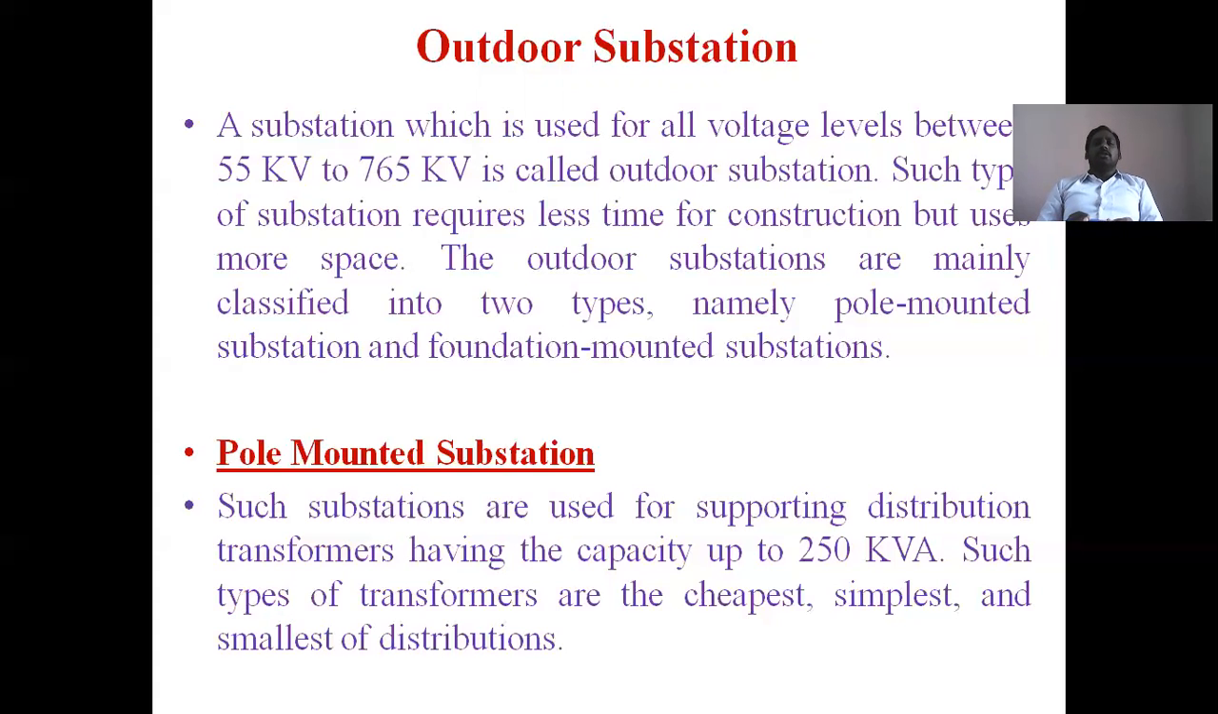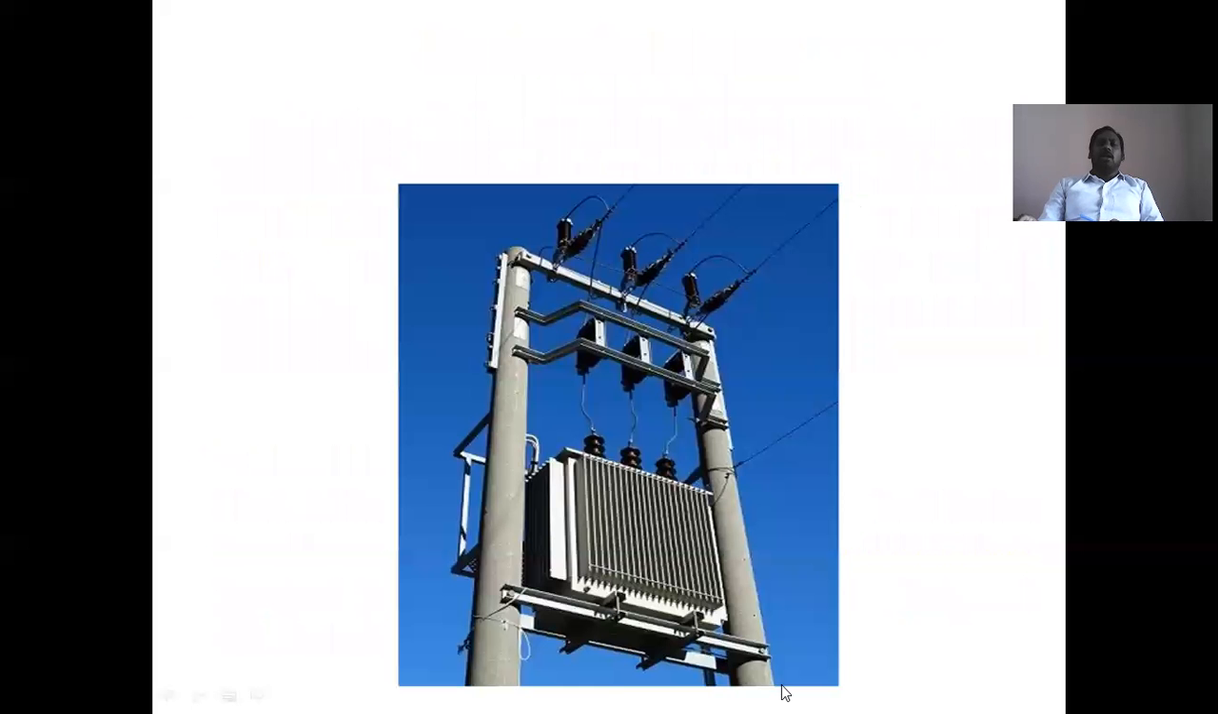So this is a distribution transformer having a capacity of 250 kVA. Such types of transformers are cheap, simplest, and the smallest of distributions. Most of the distribution systems employ this type of substation. The voltage levels do not exceed 11 kV, like this.